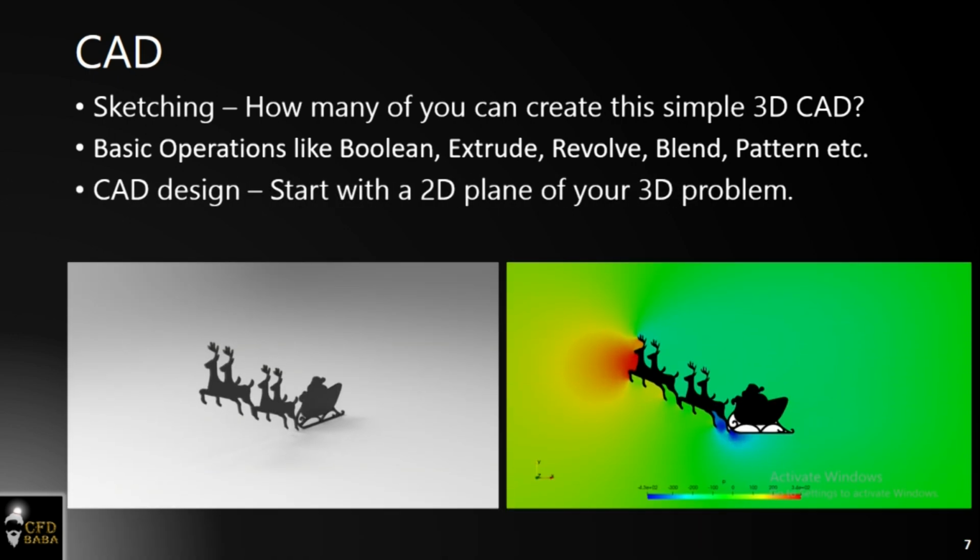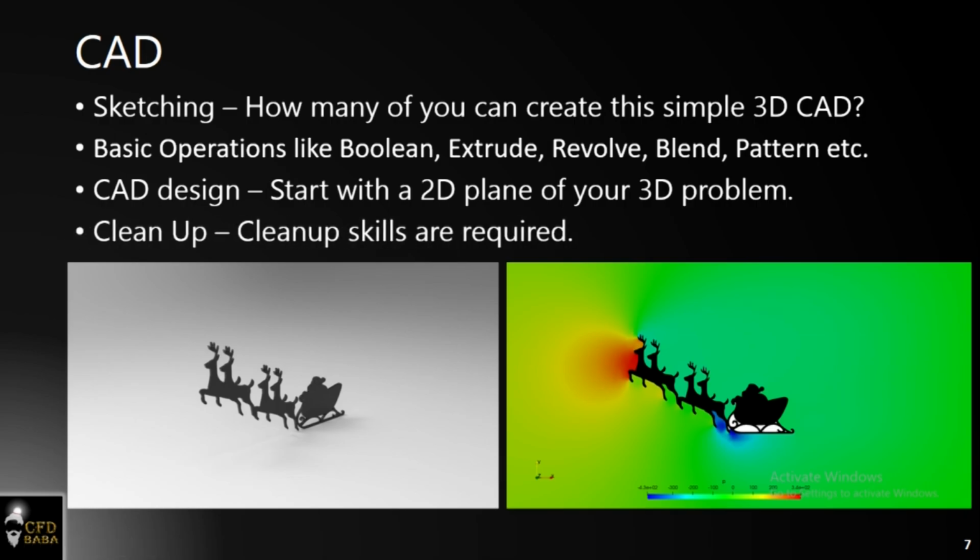Also, if you are going for any new problem, don't directly go with a 3D problem. Try to start with a 2D plane cut out from your 3D problem. Of course, it is not possible for all problems, but whenever it is possible, do it. In this case, on the left side, I have a 2D CAD model of Santa Claus with reindeer. I simulated it in Christmas 2021 just for fun. This is simpleFoam, and we see that the reindeer at the very beginning has a lot of air pressure on it.